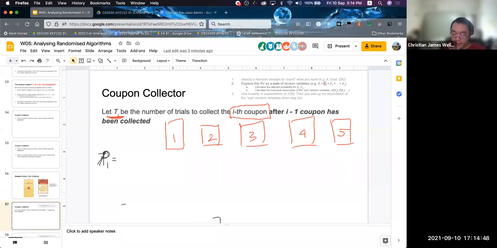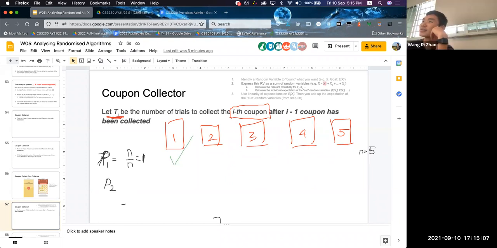Okay, so I think this is where n over n, it's actually 1. So let's say n equals 5 for concrete numbers. What's P2? Let's say I managed to collect this one. What's the probability of getting the second correct coupon, the second coupon that you want? N minus 1 over n.